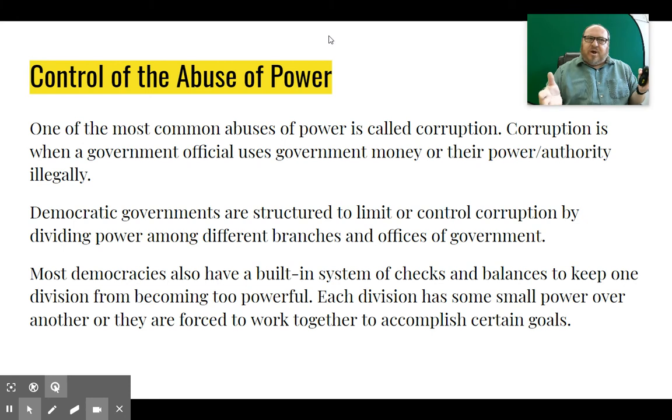Now, there's this thing called corruption, and corruption is when a government official uses their position, their power, their authority, and or government money to do something illegal, or they use those things in an illegal way. Okay. Again, checks and balances. That's where one branch of government has to work with another branch of government to get things done, or they have ways of overriding each other. Those were built into most democracies to try to prohibit or limit corruption, but corruption still happens.